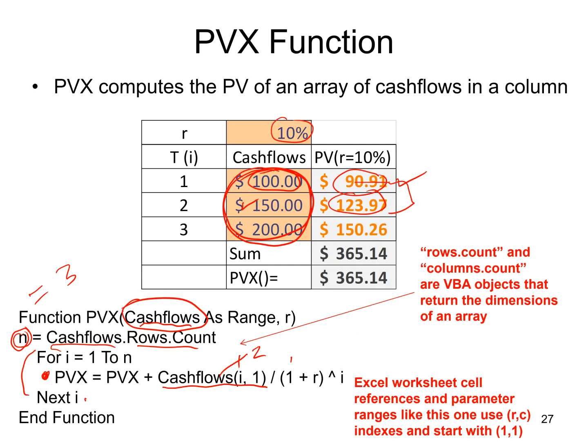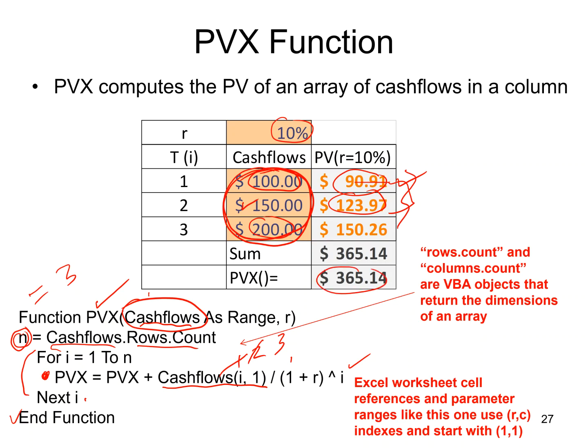Next I, it's going to set I equal to 3 and take PVX, which now has about $213 in it so far. It's going to then add to it cash flows 3,1, $200 over 1 plus R cubed. And then it's going to run its course. Did 1, 2, 3. It's going to end, and the function ends. PVX now has the value of the summation of these 3 cash flows, which is 365.